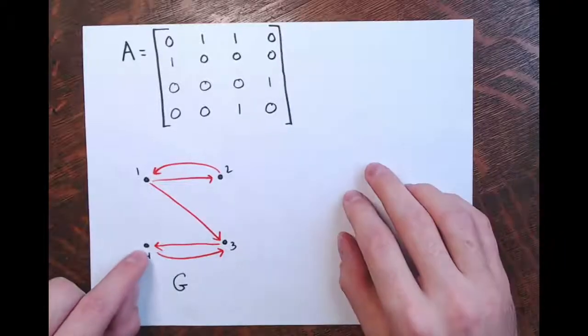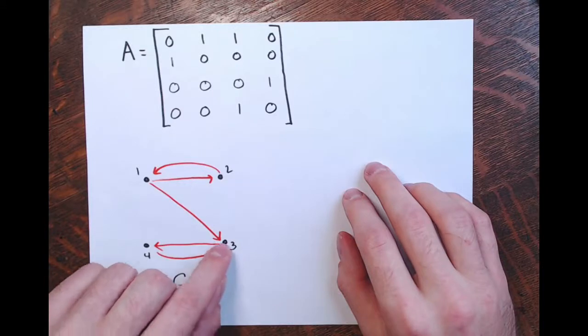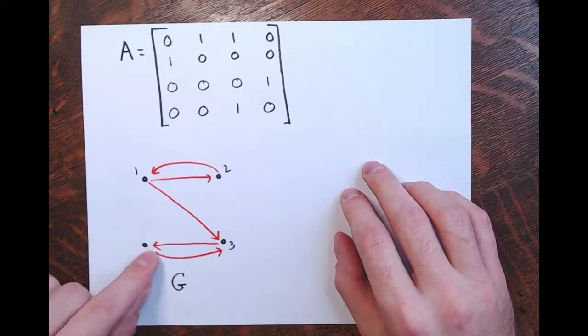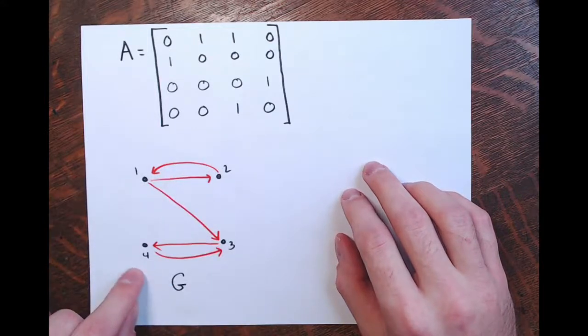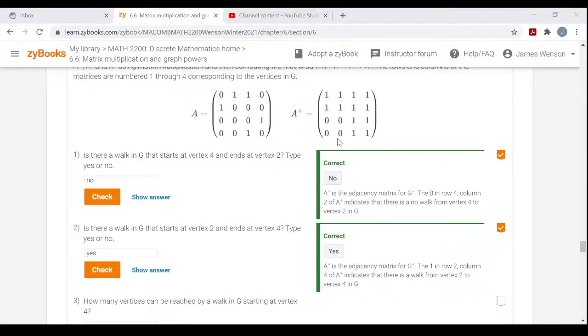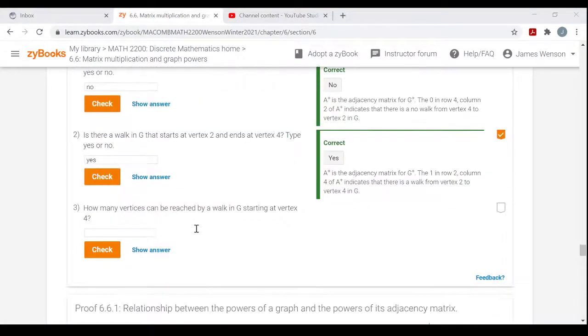And back on my paper, here's graph G again. If I start at vertex 4, I can only get to vertex 3 with a walk of length 1, and I can get to vertex 4 with a walk of length 2, and that's it. I can't get to 1, I can't get to 2 if I start at 4. So there's only 2, and again, you can tell that from the 4th row of A plus. There are only 2 vertices that I can reach when I start at vertex 4.